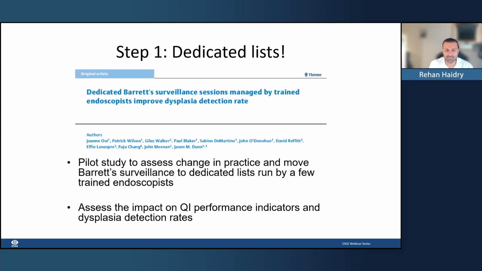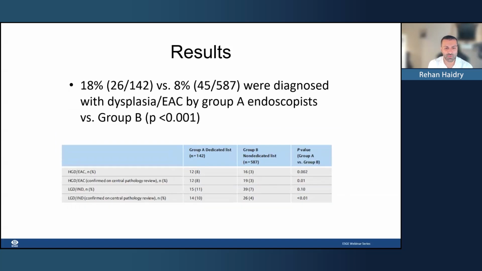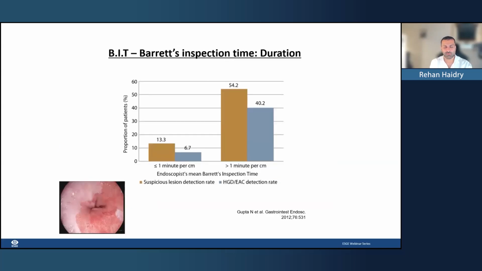And have dedicated lists. This is an elegant study by my colleague in the United Kingdom. How many times do we have mixed lists, and then you have a patient with Barrett's esophagus and you have to rush through? What this study showed is if you have dedicated lists for your patients with Barrett's surveillance, they diagnose more dysplasia. So you're not rushing, you're training the eye. It's better for the operator, better for the patient, better for the nurses.